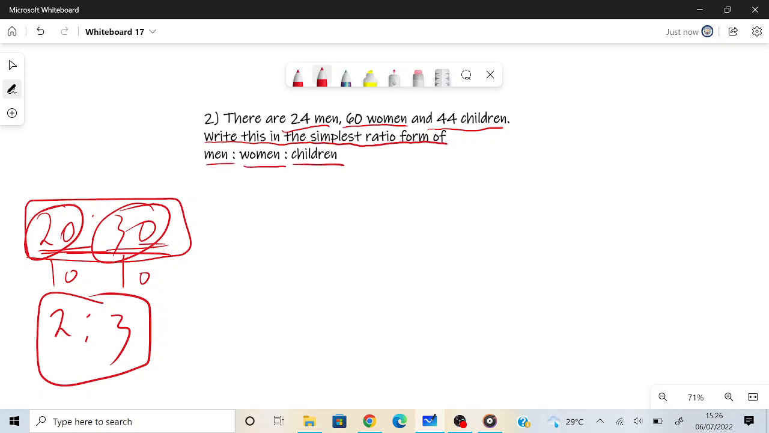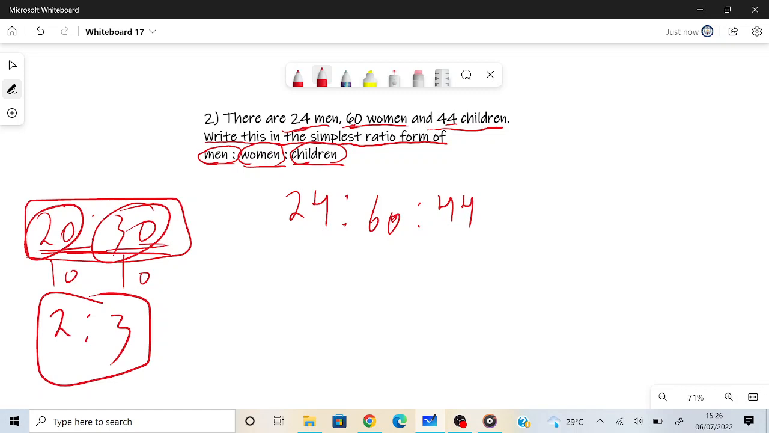Now, in these kind of questions, the order is very significant. You need to make sure you don't mix up the order. Men is first, then women is next, and then children is next. And we have the 3 pieces of information. So let's write it down like that. So we have men first, 24. Then we have women, that's 60. And then we have children, that is, I believe, 44.